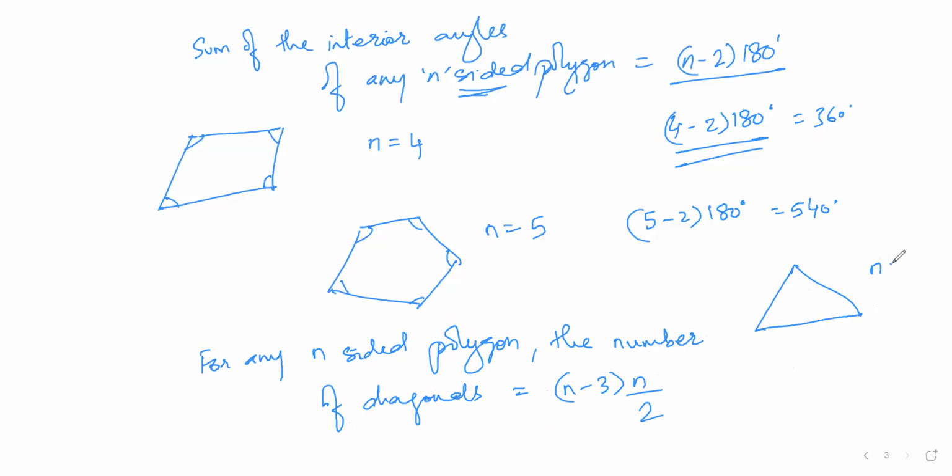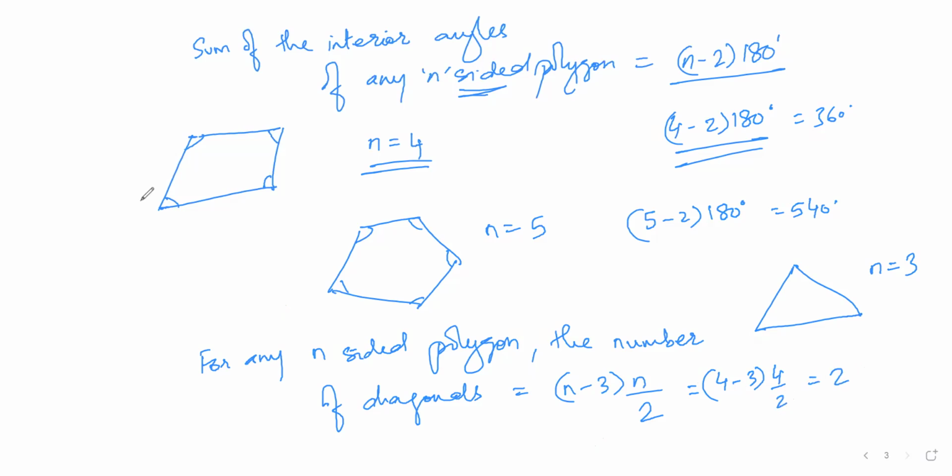N is equal to 3. The formula gives 0. It has no diagonals, and it works: 3 minus 3 is 0. But if you take a quadrilateral, when n is equal to 4, then you have 4 minus 3 into 4 by 2, which is 2 diagonals.